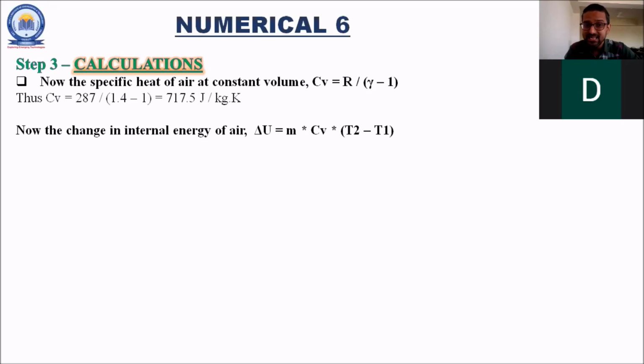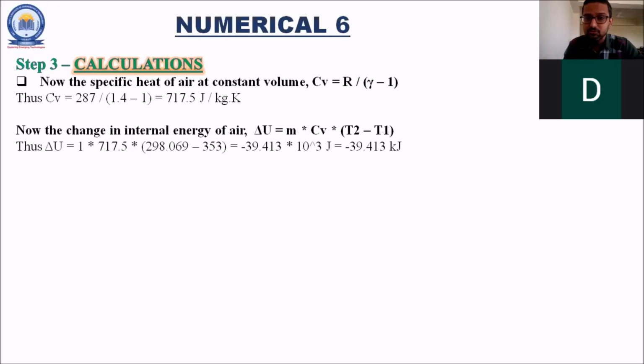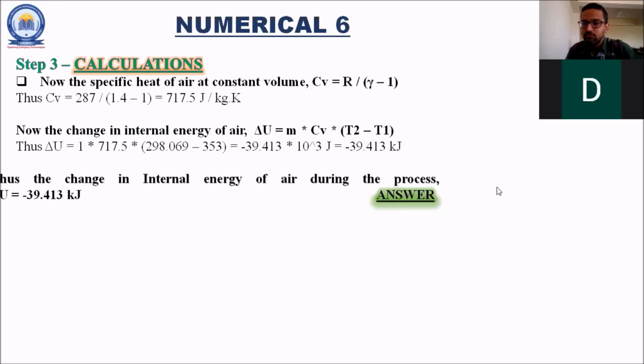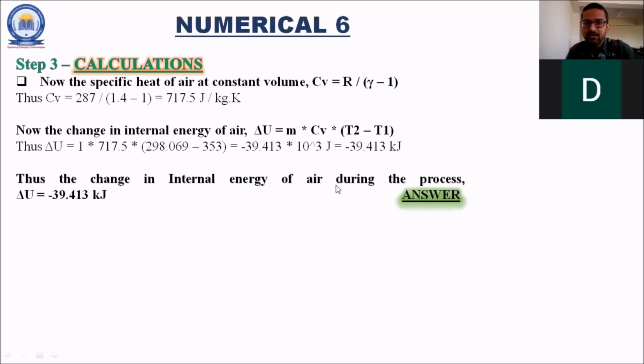So now the change in internal energy of air, delta U, is equal to m CV (T2 minus T1). We have all the values, substituting the values, we get the answer: delta U is equal to minus 39.413 kilojoule. So finally presenting the answer of delta U: thus, the change in internal energy of air during the process, delta U, is equal to minus 39.413 kilojoule.